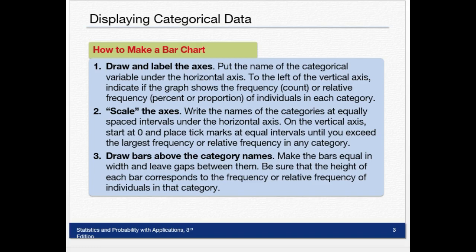Then to scale the axes, write the names of the categories at equally spaced intervals under the horizontal axis. On the vertical axis, start at 0 and place tick marks at equal intervals until you exceed the largest frequency or relative frequency in any category. It's kind of common sense. Scale your axes carefully. And then lastly, draw the bars above the category names and make the bars equal in width. Leave gaps between them and be sure that the height of each bar corresponds to the frequency or relative frequency of individuals in that category.